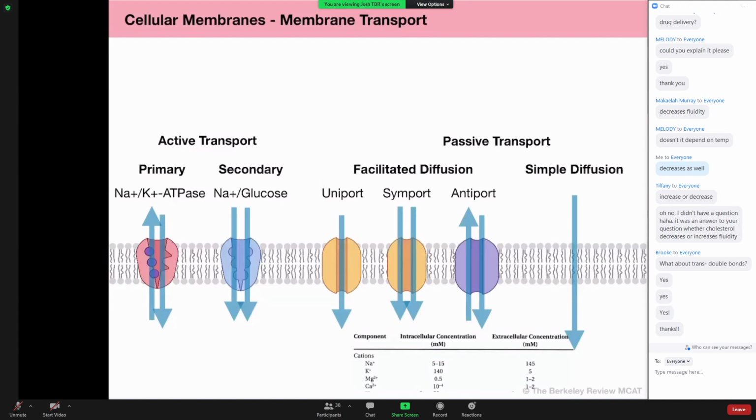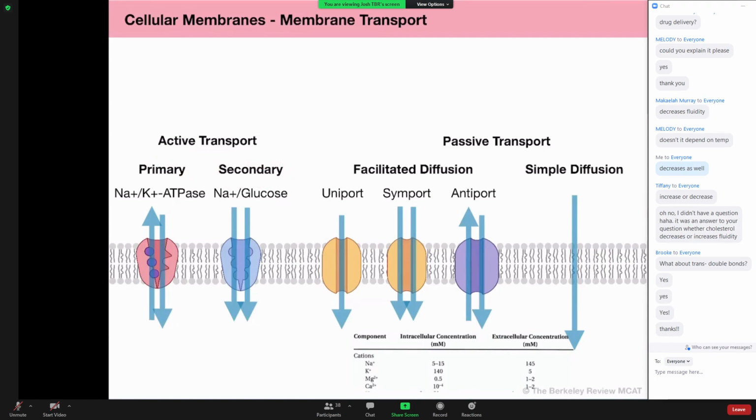Okay, thank you guys. So contrary to passive transport is something called active transport. This is things that go against the concentration gradient. These are molecules that require energy to get transported in or out of a membrane. And again, these can be very specific. There are two categories of these: primary active transport and secondary active transport.